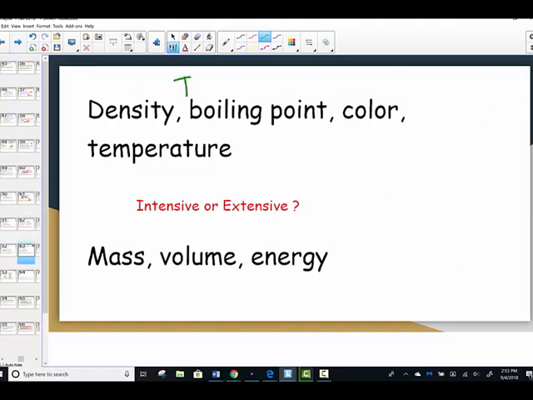Intensive properties are independent of the amount of sample you have. I can tell you that water has a density of 1.00 grams per mil. I don't care if it's in a cup of water or a gallon of water or a lake of water. As long as it's pure water, 1.00, it's independent of the amount of matter. Boiling points, color, and temperature are all independent intensive properties.